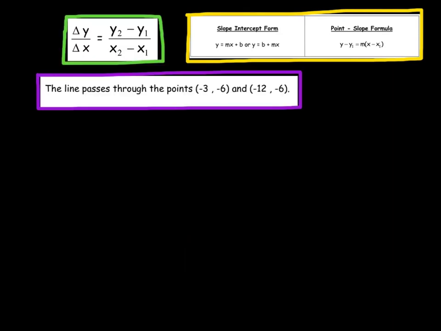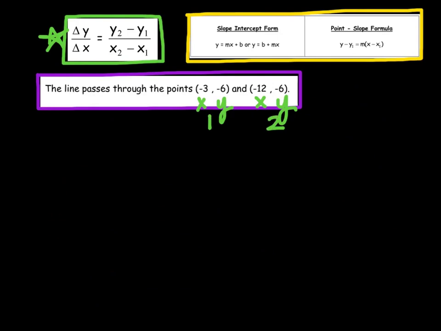All right, let's look at one last one like this. So again, if I'm given 2 points, I can find the slope of the line using this formula here. And again, that's the exact same as if I were to plug it into a table and look at the change in y over the change in x. It all means the same thing. So this one here says the line passes through the points -3, -6, and -12, -6. So again, we know that we have x's and y's in both of these equations. This is going to be number 1. This is going to be number 2.